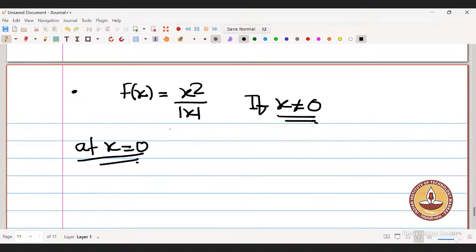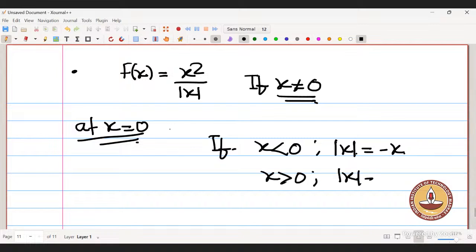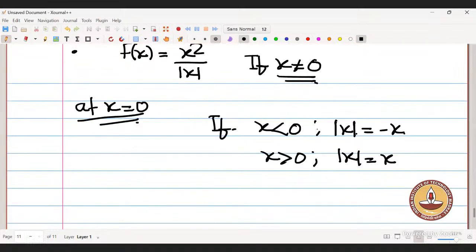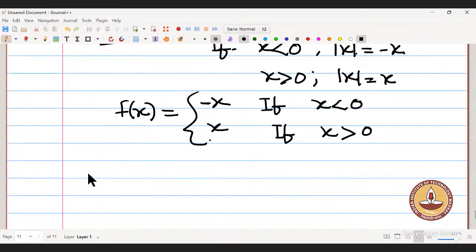Before going into that, first tell me if x is less than 0, what is the value of this mod x? Minus x. And if x is greater than 0? x. So by using this argument, I can write my f of x in two different cases. This is minus x if x is smaller than zero, and this is x if x is greater than zero.